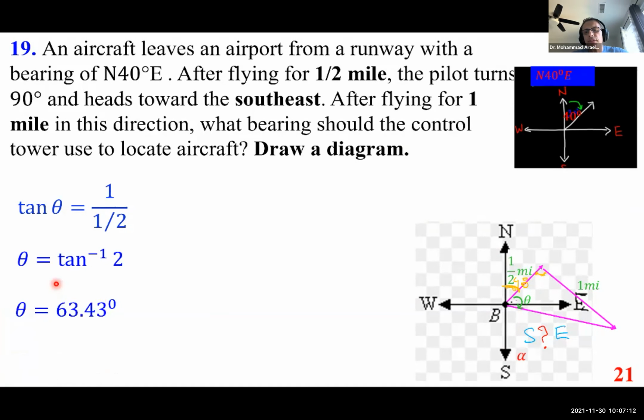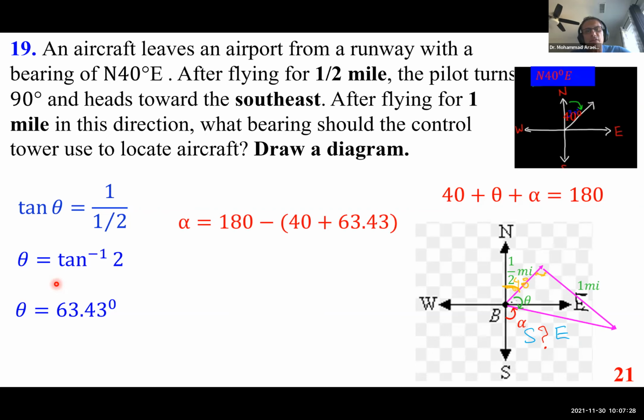So let's add them up. So we are looking for alpha. All of them, they add up to 180. 40 plus theta plus alpha is 180. They all add up to 180. So therefore, alpha is 180 minus the sum of the other two, giving us 76.57. We've already figured out it's southeast. Put the number in between. South, 76.57 degrees East is the final answer.